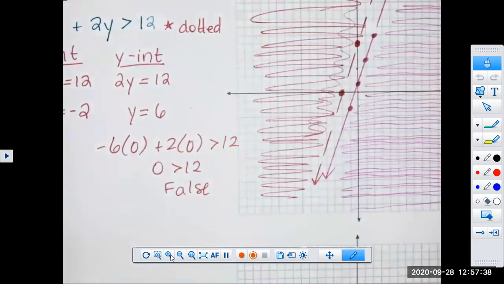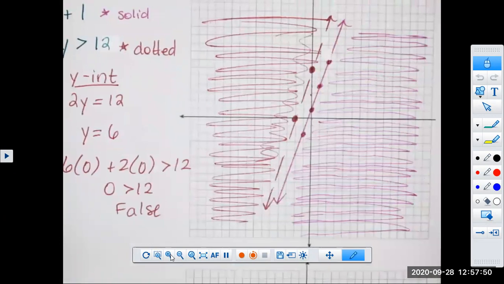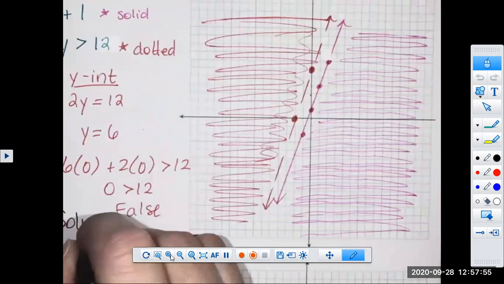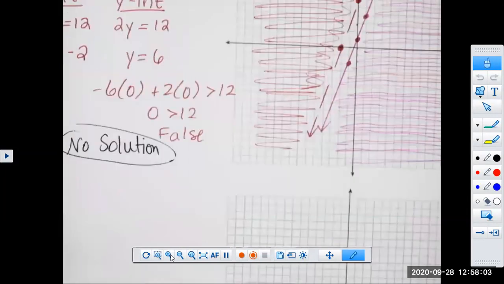Okay, does anyone have any questions so far? Okay, what would their solution be? Or do they have a solution? Good, they do not. So in this case, all you do is say no solution. If they overlap anywhere, you don't have to say anything. If they overlap, you just leave your graph in that area. So no solution.